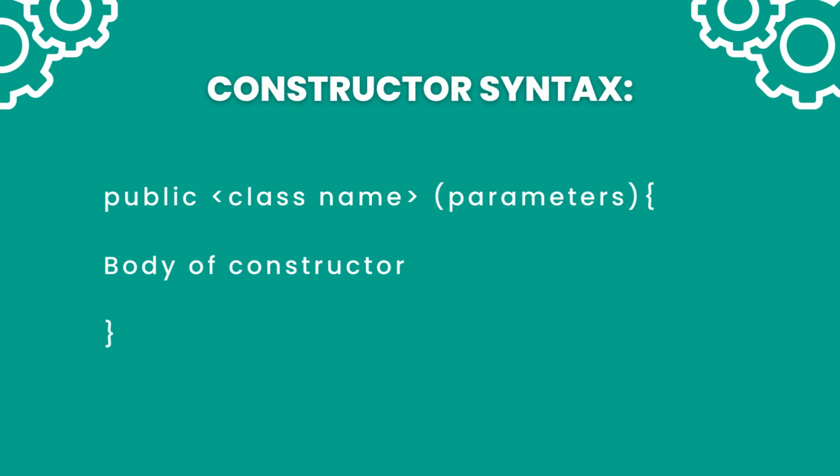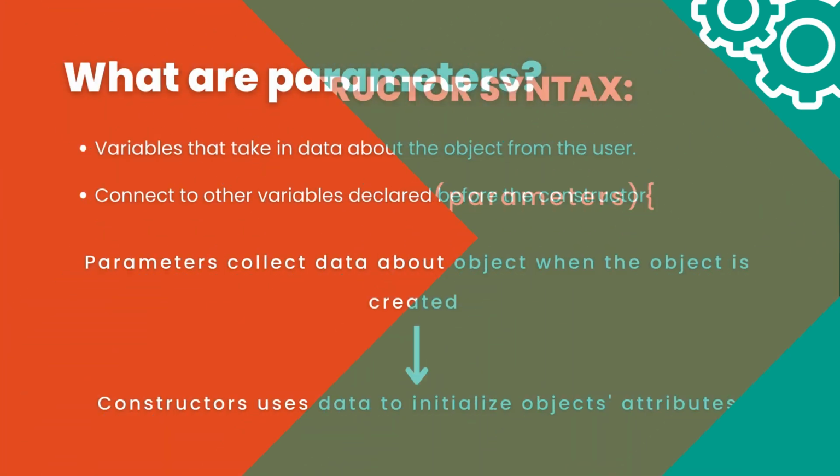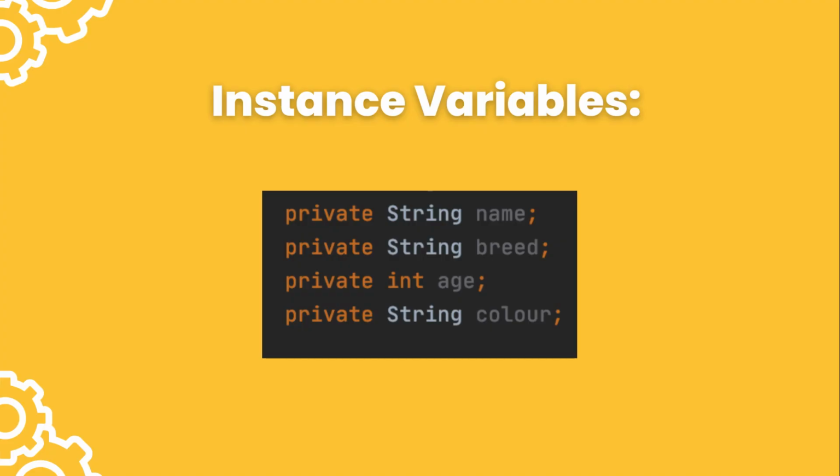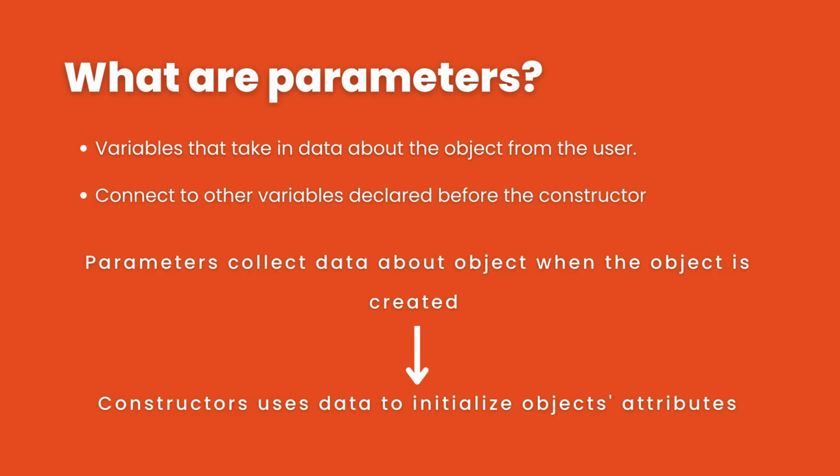So in the syntax, the parameters in the parentheses are used to initialize the attributes of the object. Parameters are basically variables entered by the user when they create an object from the class. These variables will connect to the variables that we declared before the constructor, which store the attributes of the objects. For example, in the dog class that we created, these are the variables that we declared before the constructor. The class will collect data from the variables entered in the parameters, and it will use that data to initialize the data and attributes of the object.